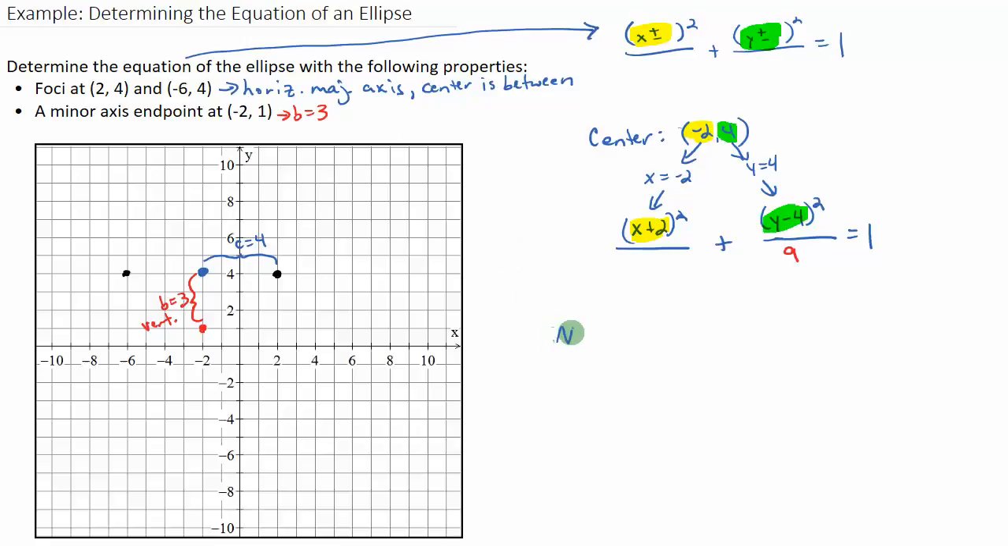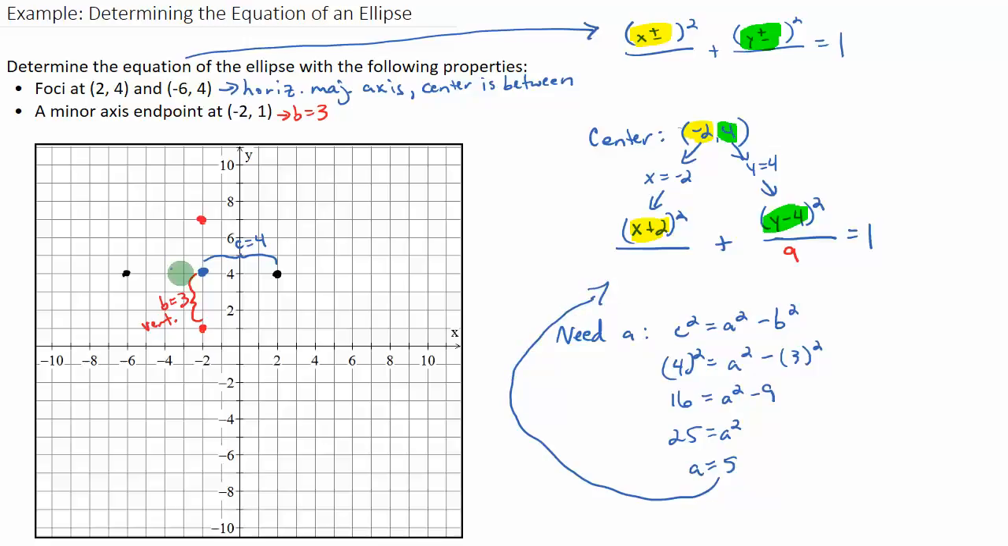Now I need to know my a value, because a is my horizontal distance. You never use the distance from a center to a focus in the equation. Use the points on the curve, and I know that my minor axis endpoints are on the curve. I know b and c, and I know the equation relating them: c squared equals a squared minus b squared. I can solve for a. So 4 squared equals a squared minus 3 squared, so 16 equals a squared minus 9. Add the 9 over, and a squared is 25. Taking the square root, a is 5.